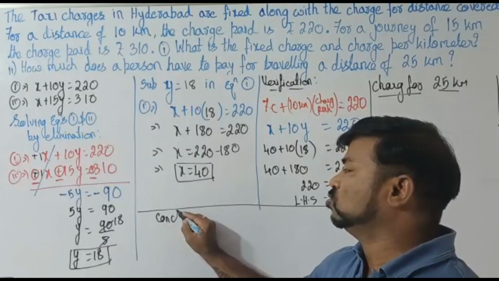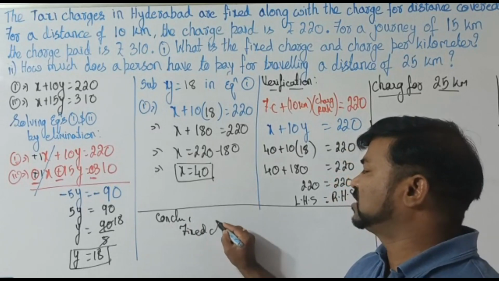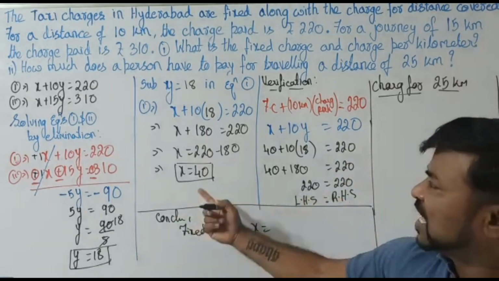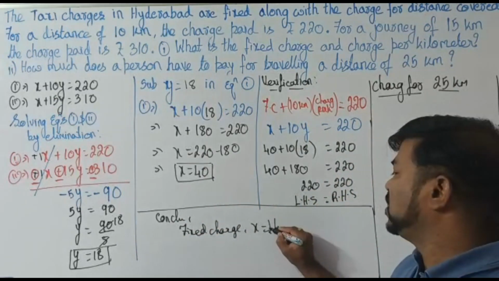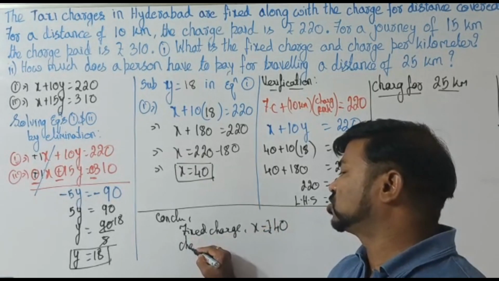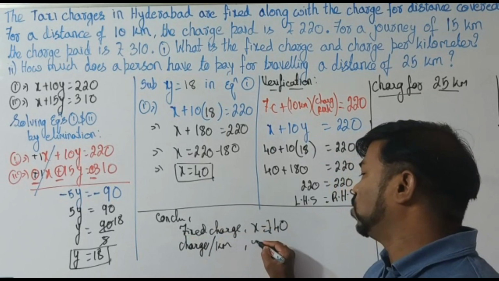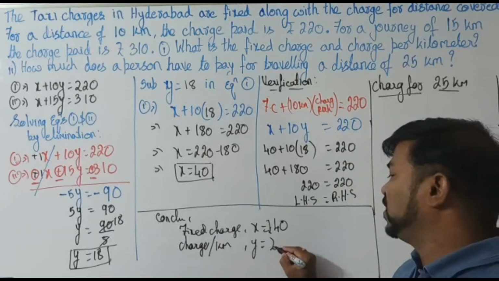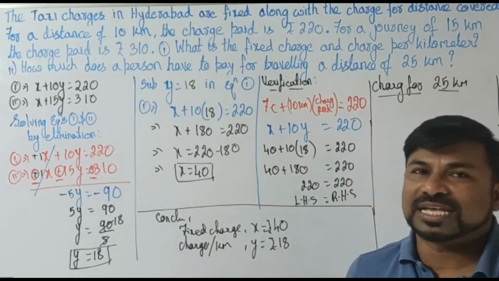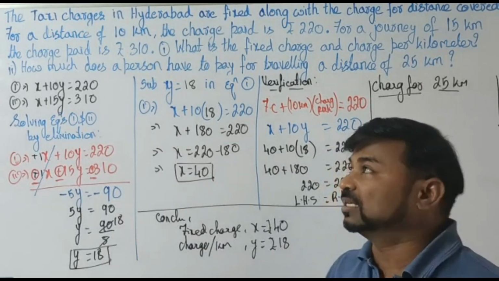So what's the conclusion? The fixed charge of the transportation, x equals rupees 40, and the charge per kilometer, y equals rupees 18. Good. But he didn't leave the sum there. He's asking what's the charge if he travels 25 kilometers.